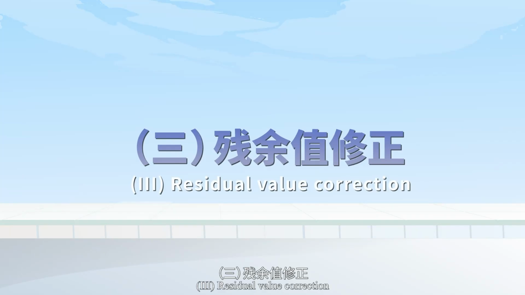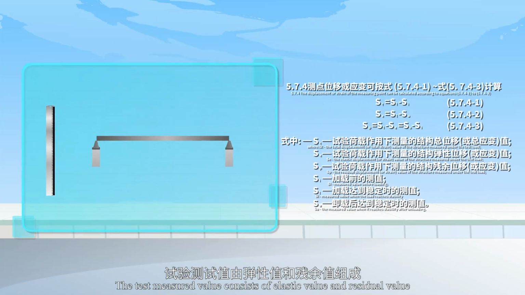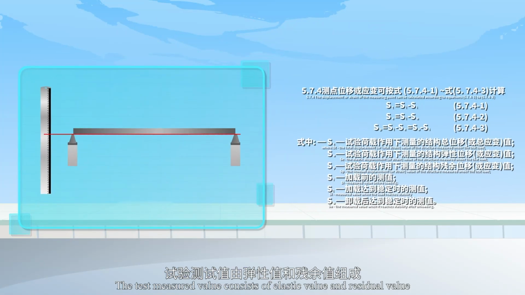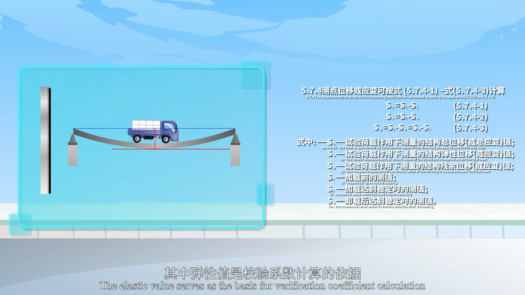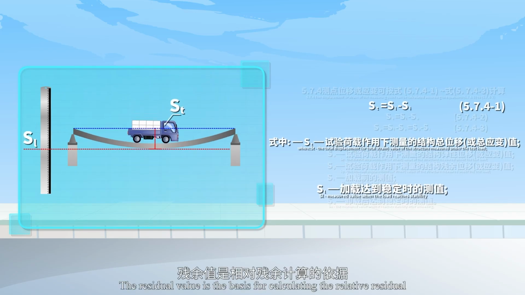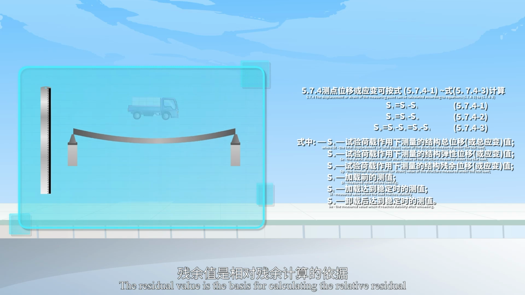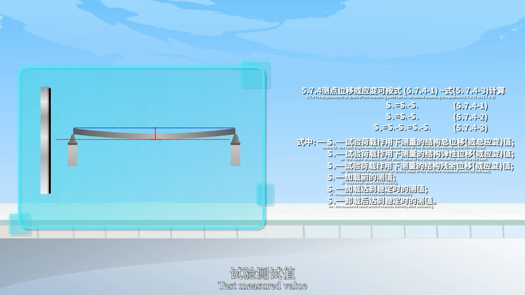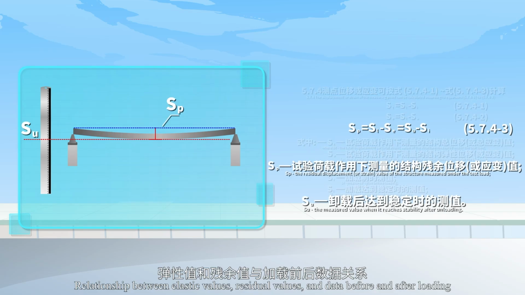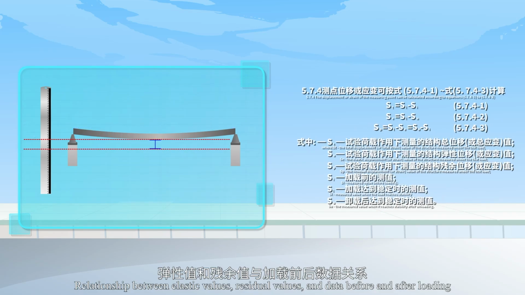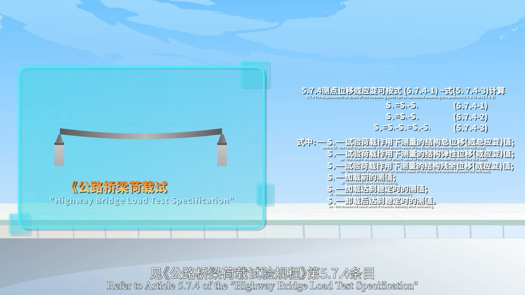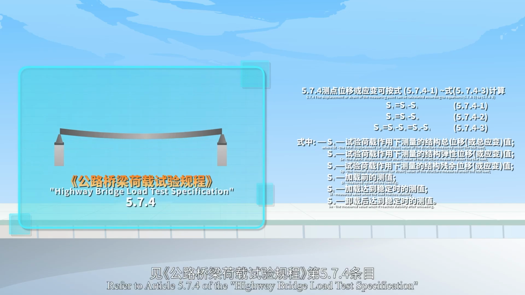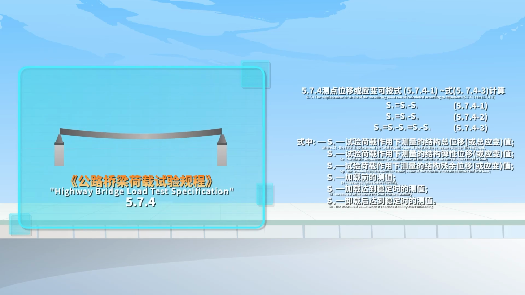3. Residual value correction. The test measured value consists of elastic value and residual value. The elastic value serves as the basis for verification coefficient calculation. The residual value is the basis for calculating the relative residual. For the relationship between elastic values, residual values, and the test measured values before and after loading, refer to Article 5.7.4 of the Highway Bridge Load Test Specification.